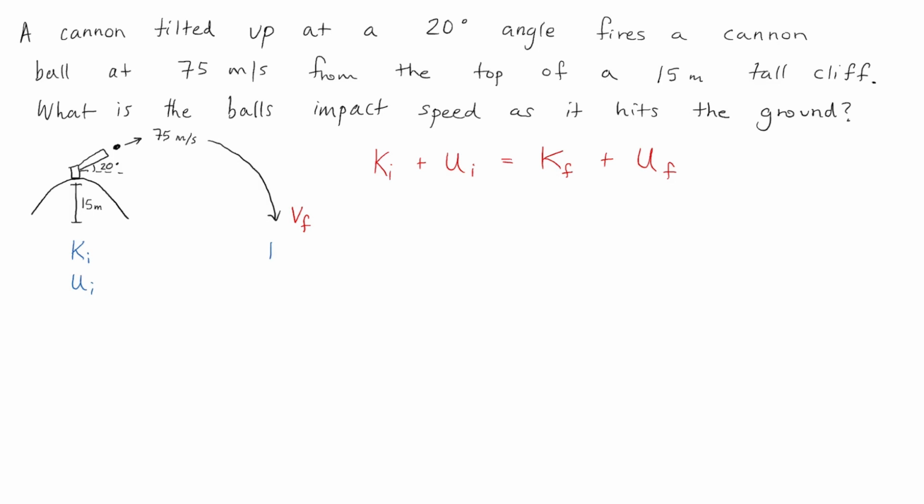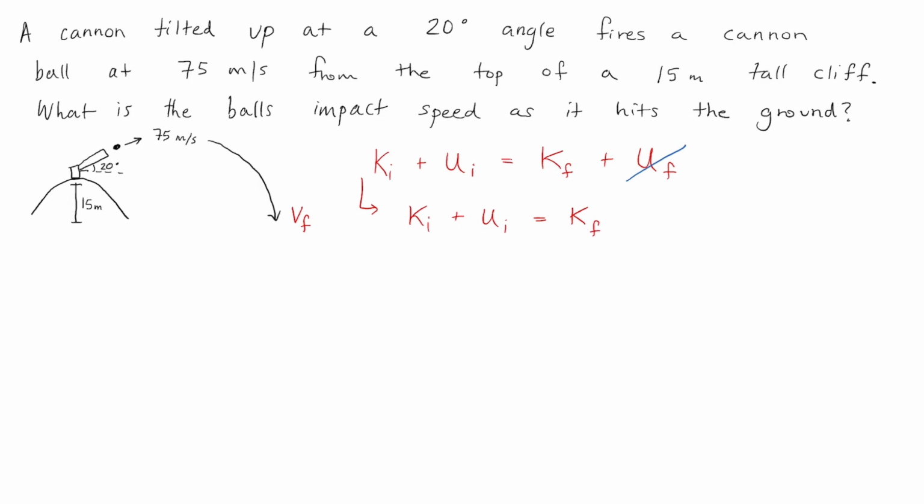Now looking at our final conditions, we know the cannonball will have some final kinetic energy because it's going to have an impact speed. But the cannonball will have no final potential energy because it's going to hit the ground. And when it hits the ground, it has no potential energy because it has no height. Now what this means is we can get rid of Uf. This term is equal to 0. That leaves us with Ki plus Ui is equal to Kf.